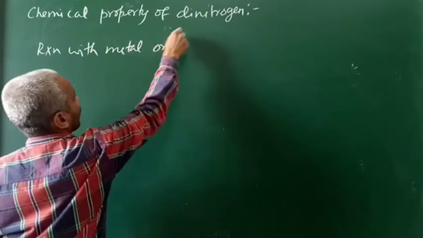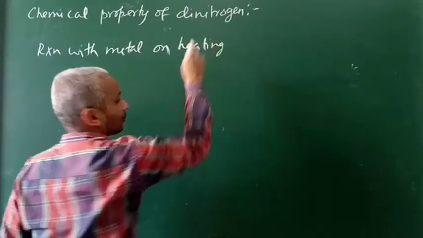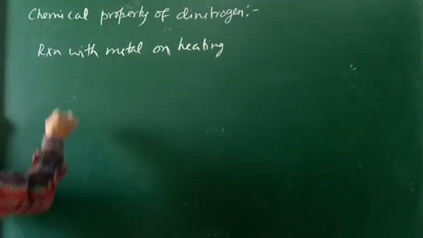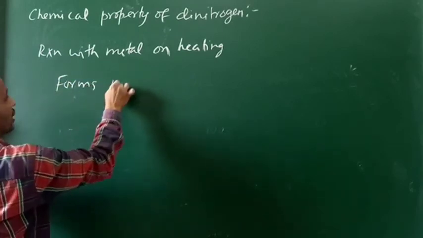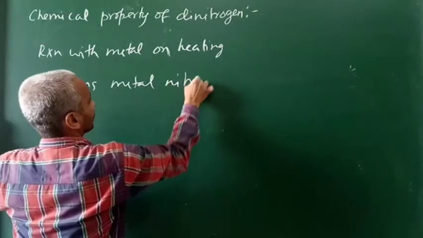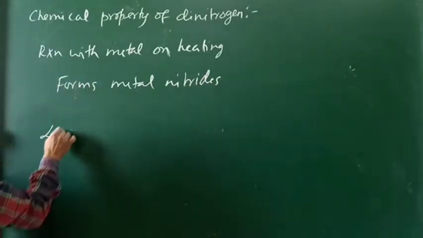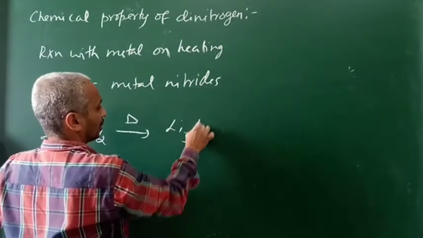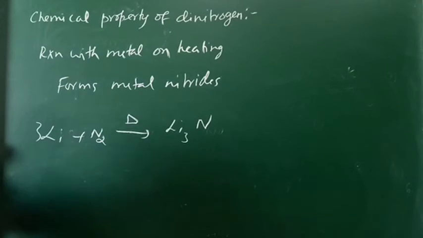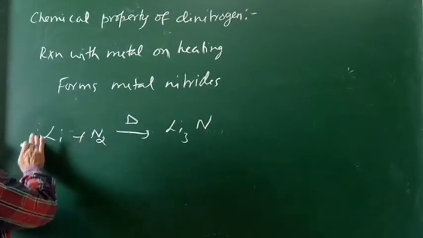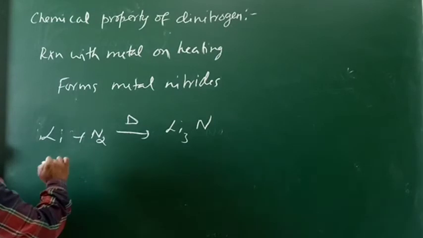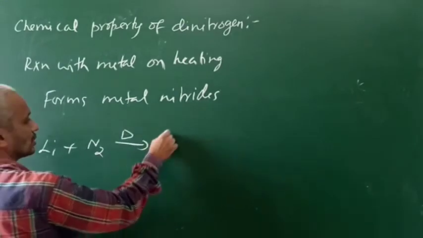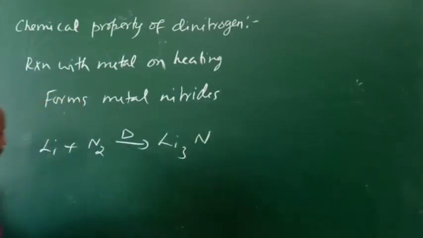On heating, what about that? At higher temperature, it directly reacts with metals and forms metal nitrides. Lithium plus N2, you heat it, you are going to get Li3N. Li plus N2 gives Li3N on heating. Write the balanced equation.